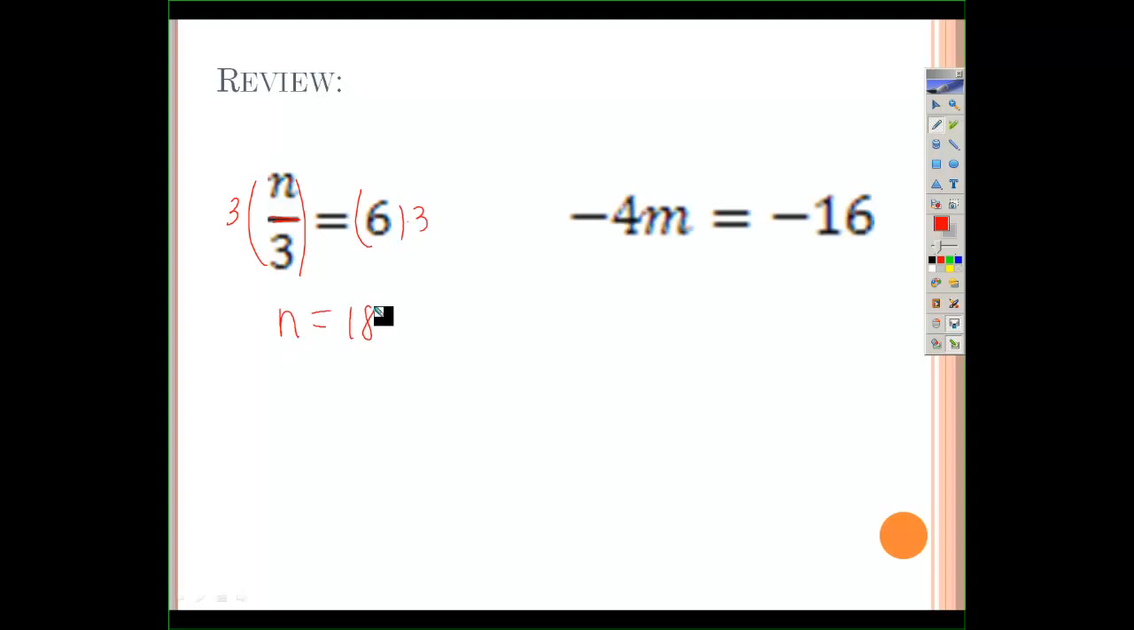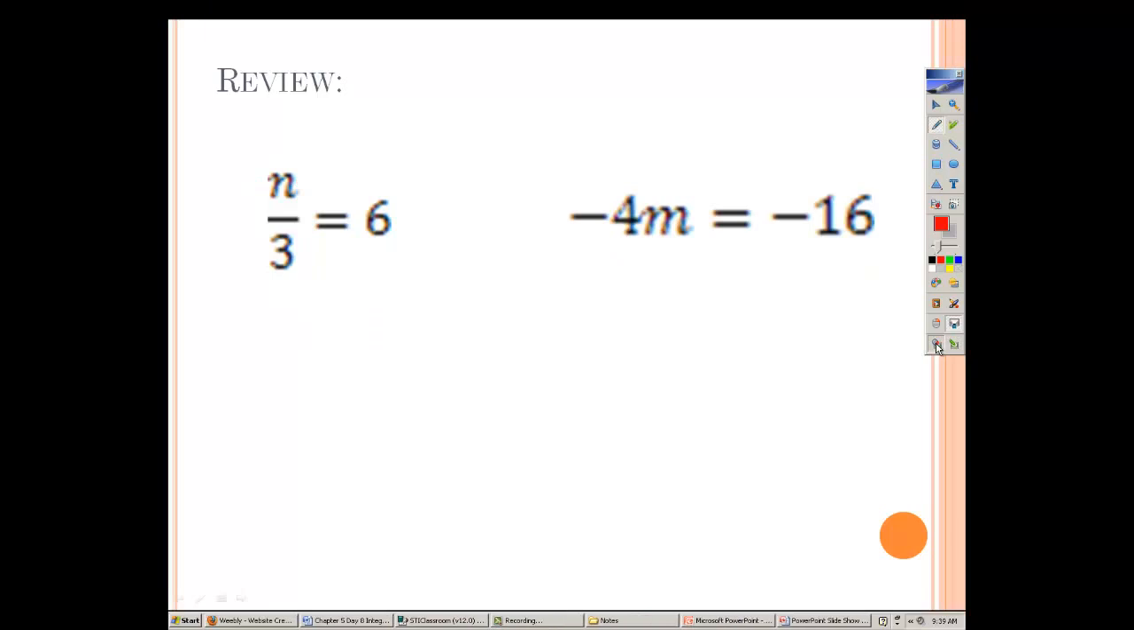And we've also solved equations through division. This is negative 4 times m. If we divide both sides by negative 4, we know that m equals 4. A negative divided by a negative is a positive. And this is all stuff we've done.